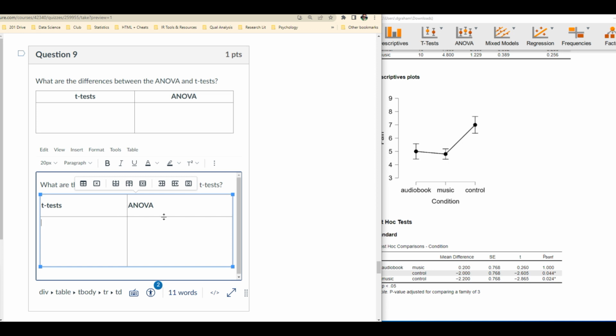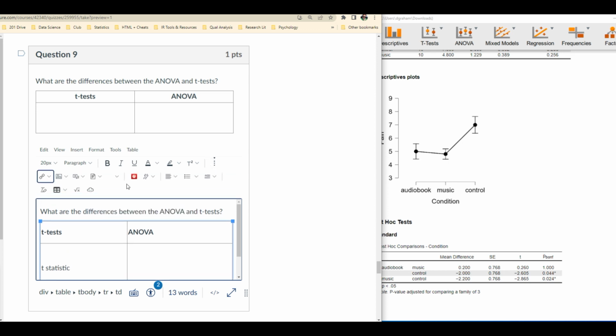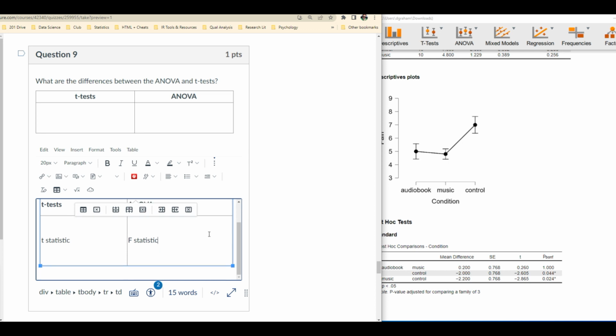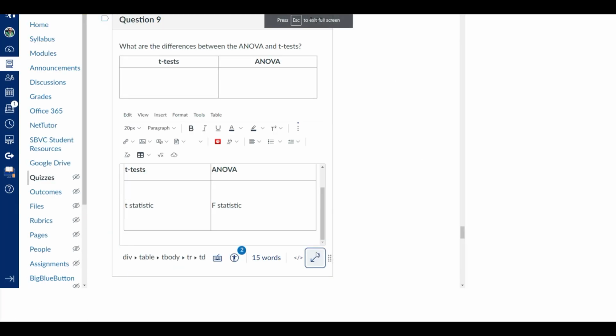Okay. Well, here is an obvious one to start with. T-tests use the T statistic, and this one uses the F statistic. Okay, let's make this bigger.